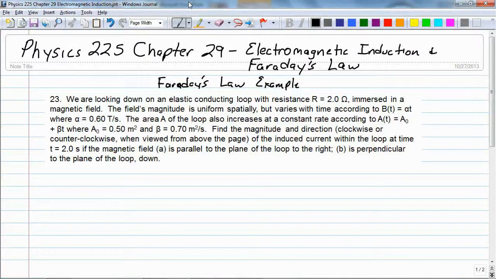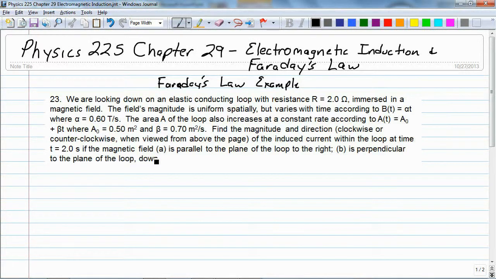And the area of the loop is increasing as a function of t equal to A naught plus beta t. And A naught is 0.5 meters squared, and beta is equal to 0.7 meters squared per second. So we want to find the magnitude and direction of the current when viewed from above the page. We want to calculate the value at t equals 2 seconds if the field is parallel to the plane of the loop, or if it's perpendicular with the magnetic field down.